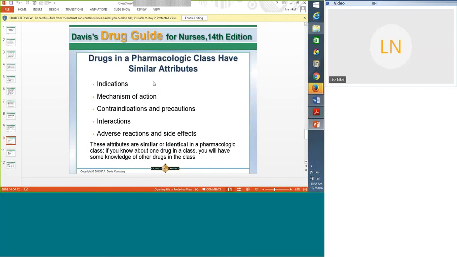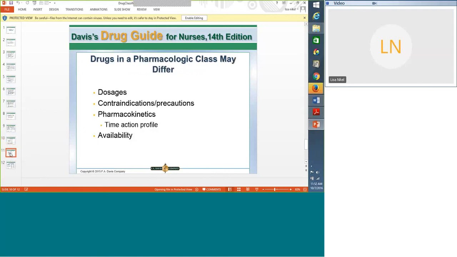So drugs in a pharmacologic class have similar attributes when it comes to talking about what they are indicated for, what their mechanism of action is, what they are contraindicated with, and what the precautions are. These attributes are similar or identical in a pharmacologic class. If you know about one drug in a class, you'll have some knowledge about other drugs in the pharmacologic class. Where they may differ is in their dosing, some of the contraindications or precautions, some of the onset of their action profile, such as the onset, duration, and peak, and the availability.